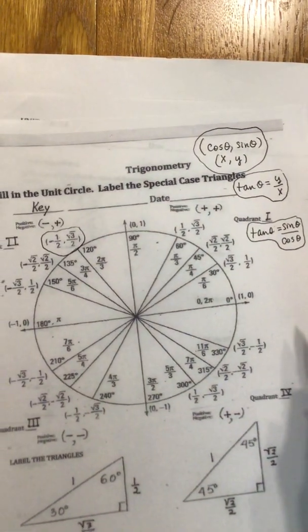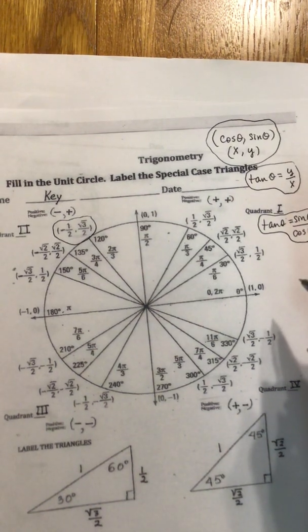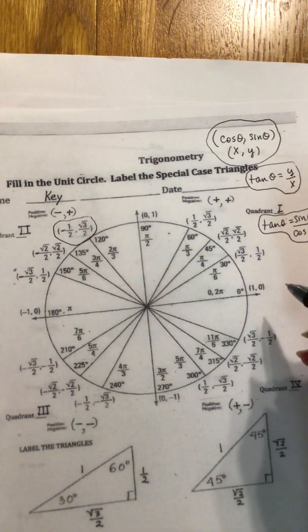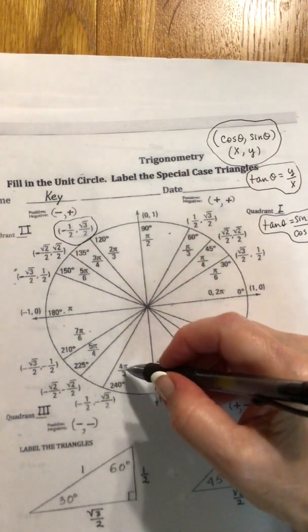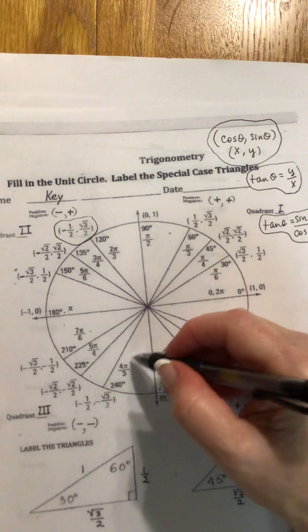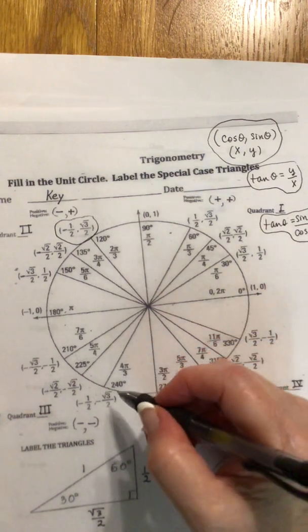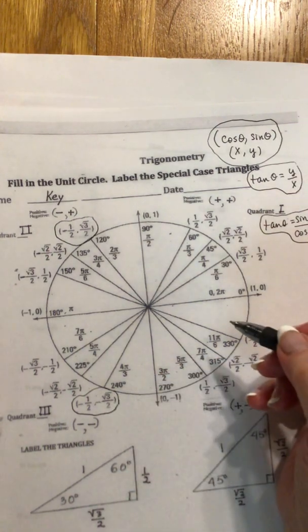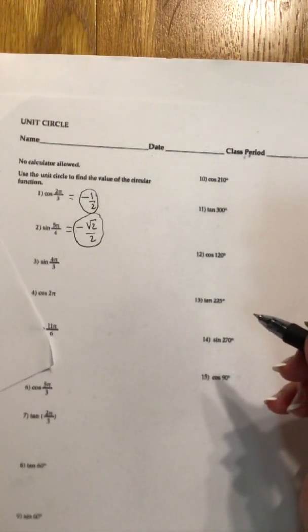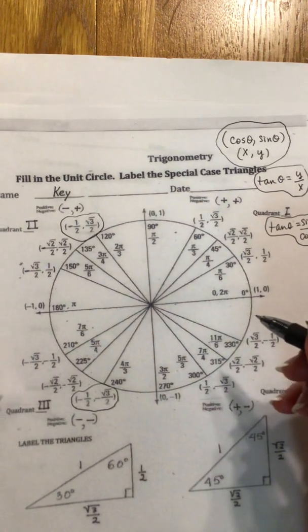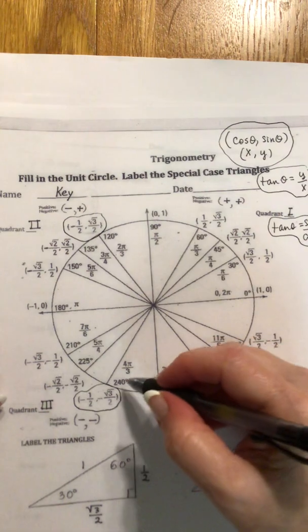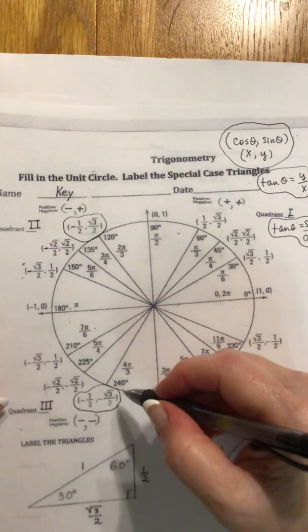Next one is sine of 4 pi over 3. So we go to our unit circle and we look up 4 pi over 3. So where do you see 4 pi over 3? Okay, we're still seeing it in quadrant 3. So here's quadrant 3, and here's my ordered pair. It's asking us to find the sine of 4 pi over 3, which would be the y value, so we're going to have negative square root of 3 over 2.